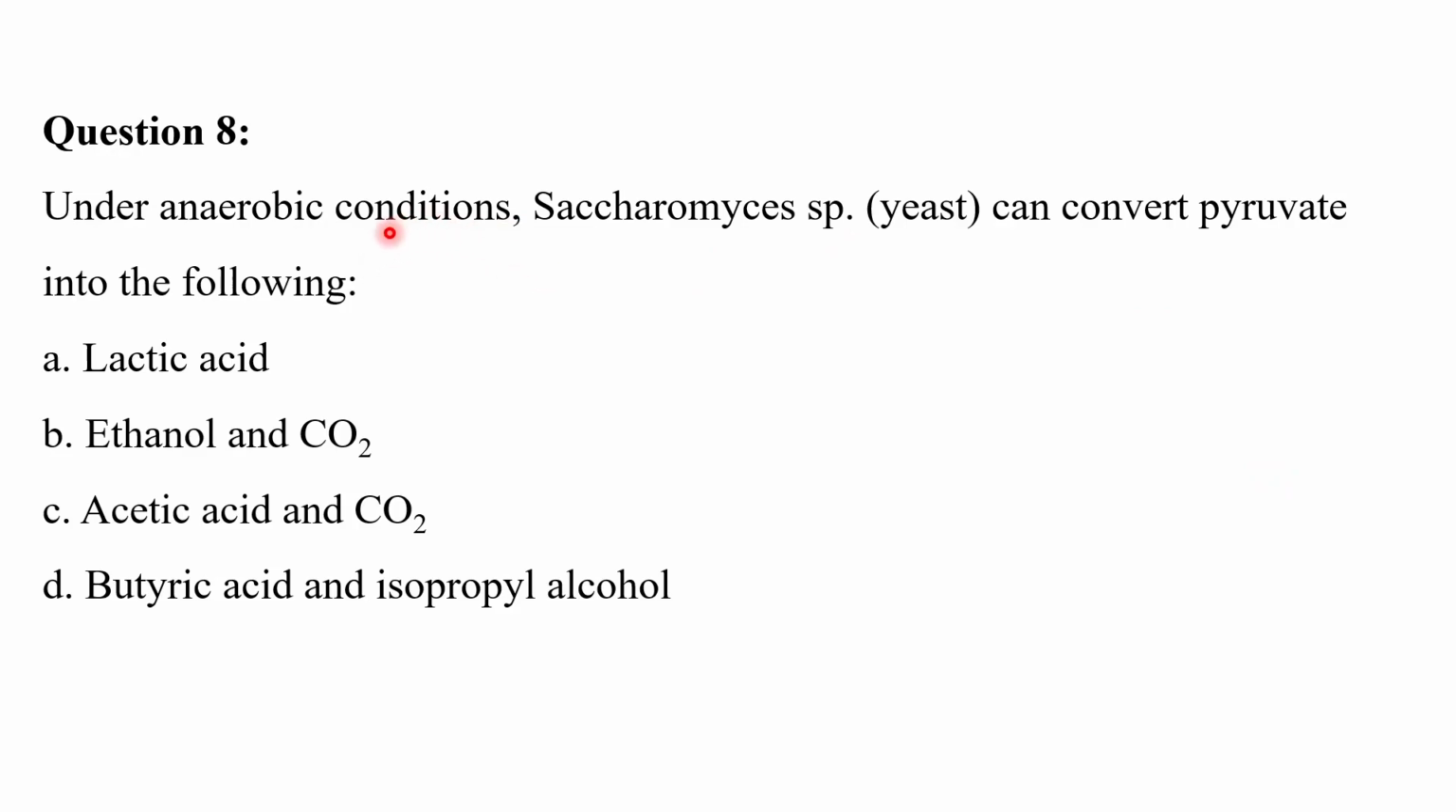Under anaerobic conditions, Saccharomyces species, that is yeast, can convert pyruvate into the following. Option A is lactic acid, option B is ethanol and CO2, option C is acetic acid and CO2, and option D is butyric acid and isopropyl alcohol. So under anaerobic conditions, yeast can convert pyruvate into which of the following? The correct answer for this question is option number B, ethanol and CO2.